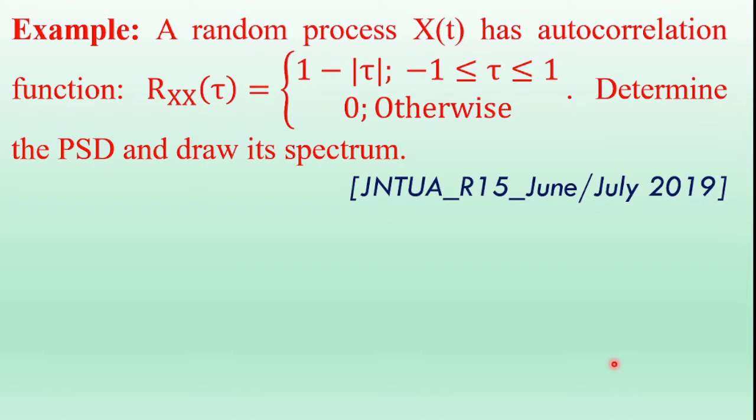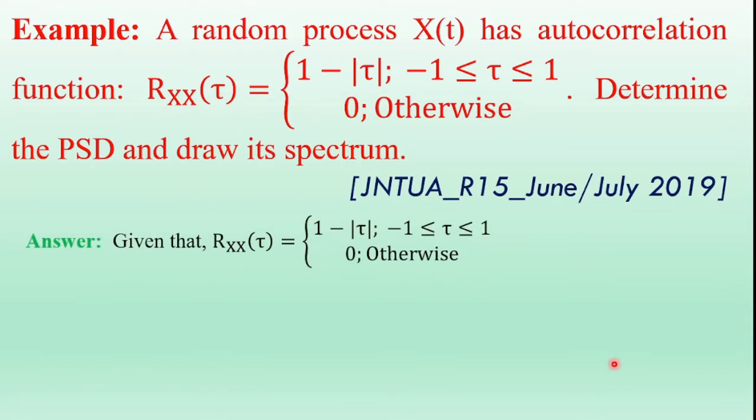In this video, I am going to discuss one more example of the power spectral density, and this is a previous examination question. The example is: a random process x of t has autocorrelation function Rxx of tau equal to 1 minus mod tau for tau from minus 1 to plus 1, and Rxx of tau equal to 0 otherwise. Determine the power spectral density and draw its spectrum.